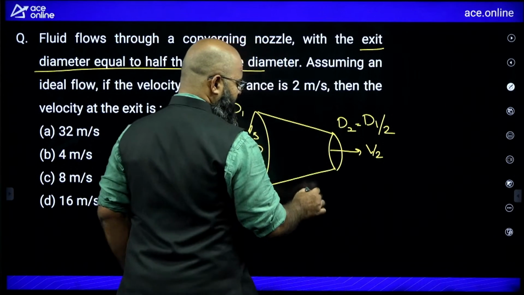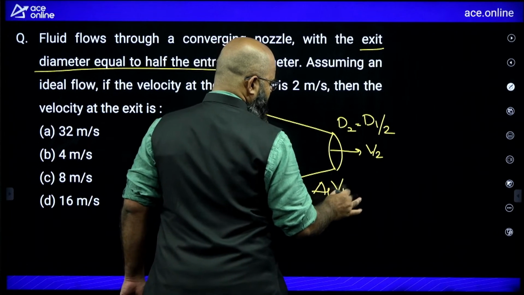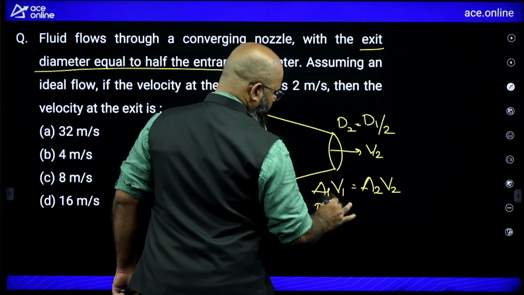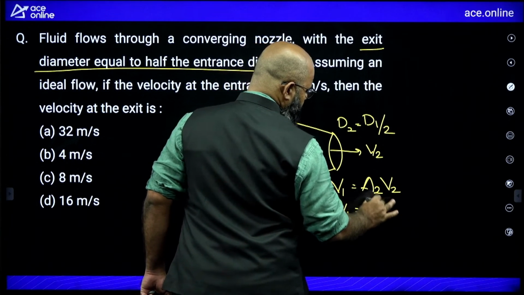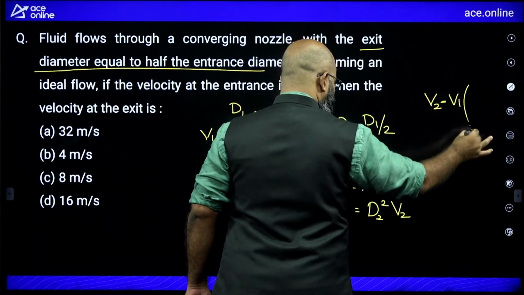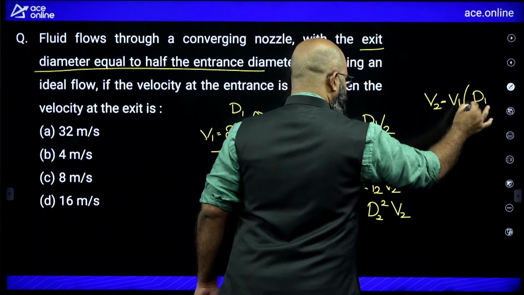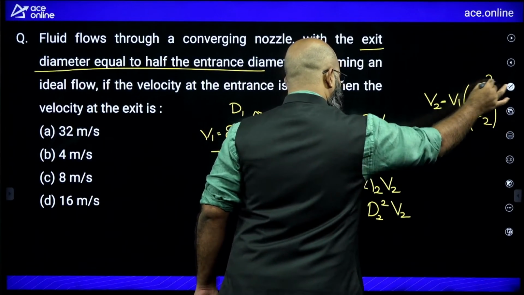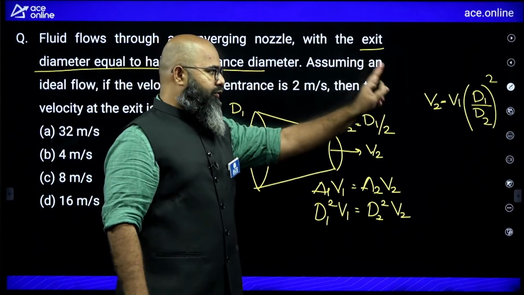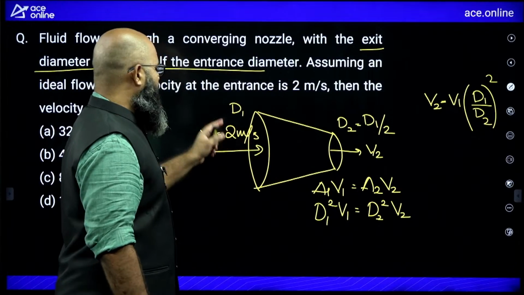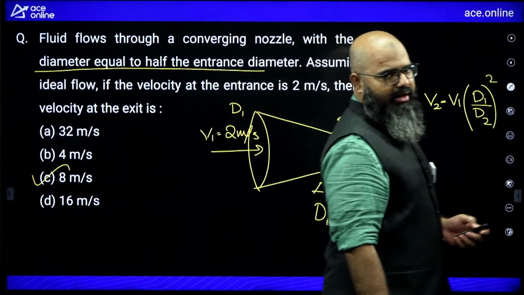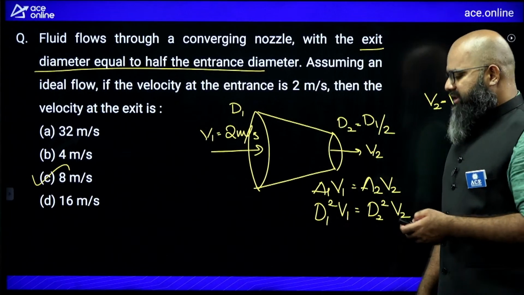Continuity equation says that A1 V1 is equal to A2 V2. So D1 square V1 is equal to D2 square V2. So V2 from here is equal to V1 multiplied by D1 by D2 whole square. Now D1 by D2 is equal to how much? D1 by D2 will be 2, 2 square 4. 4 times V1 is equal to 4 times 2, 8 will be the answer. Option C over here is correct. Very fundamental continuity equation question this is.